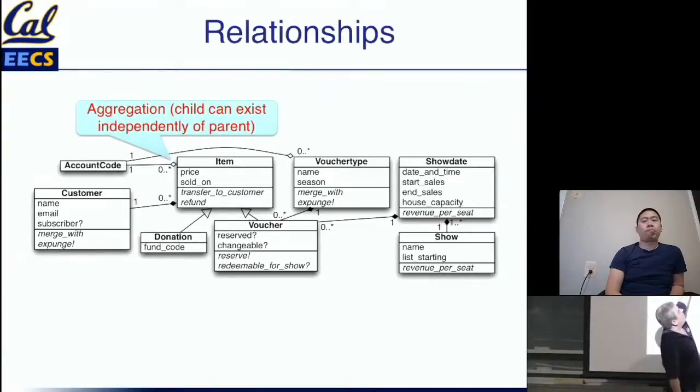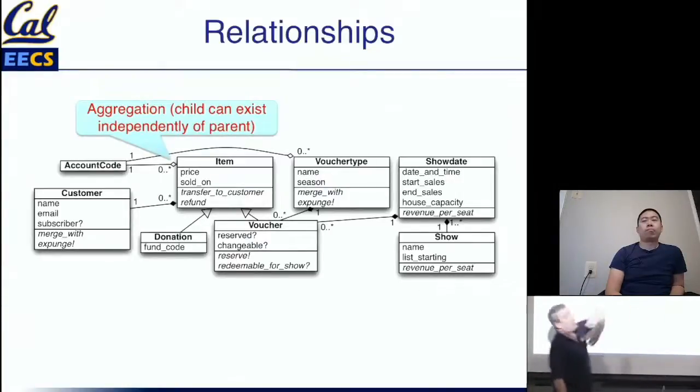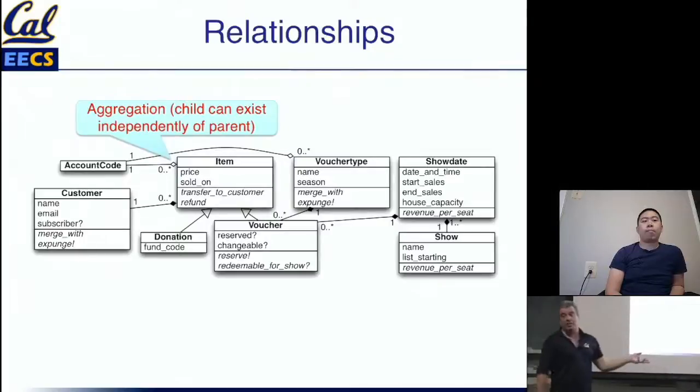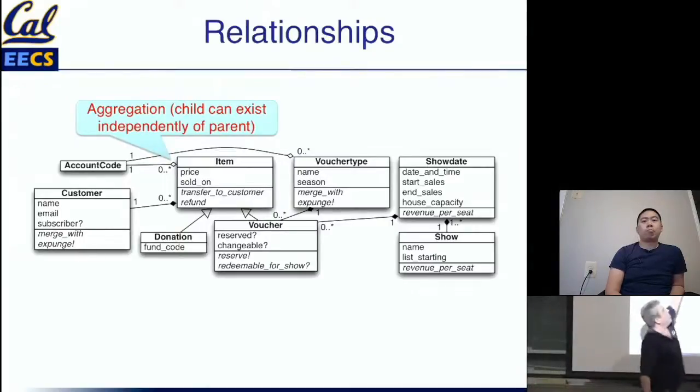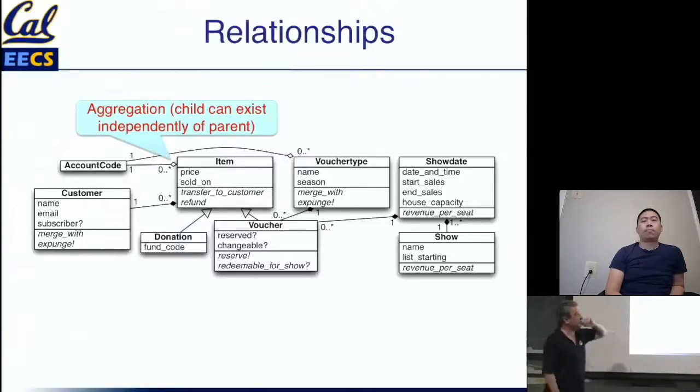So whatever an account code is, there's a mapping between one account code and 0 or more items. Okay, so if we said it another way, we could say account code has many items. Item belongs to account code. And the open diamond technically is supposed to mean that even if account code did not exist, it would still make sense for item to exist.